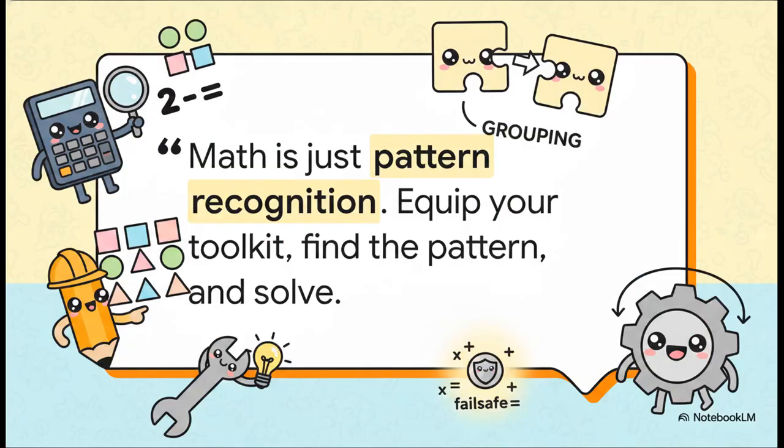And there you have it, folks. You are no longer just guessing in the dark. You now have a completely structured, foolproof mental flowchart. Remember, math isn't about some innate genius. It is literally just pattern recognition. You check for a GCF, you analyze your A term, you hunt for those visual shortcuts, you use grouping for long problems, and you deploy your fail-safes when absolutely necessary. Equip your toolkit, find the pattern, and solve.